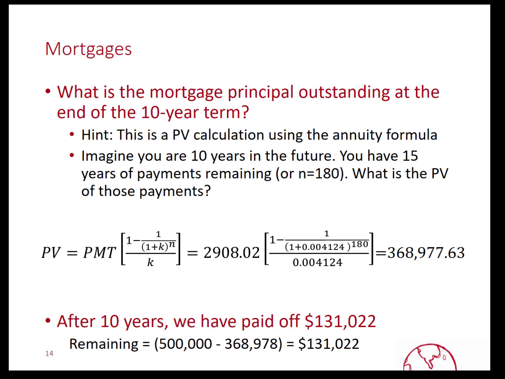Here you can see that it's simply the difference between the starting amount of your mortgage, $500,000, minus your balance outstanding at the end of 10 years. That's how much you've actually paid off.